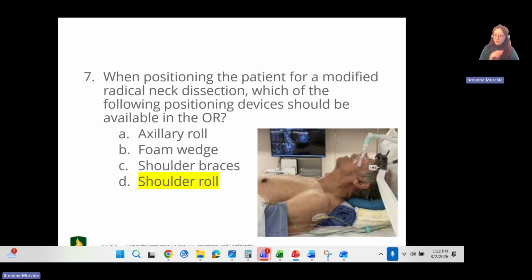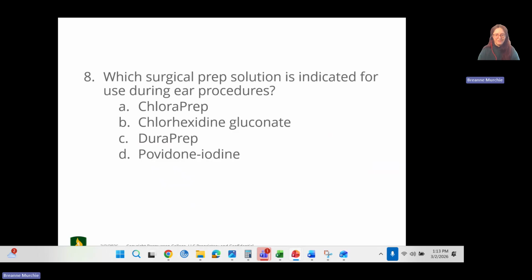Oh, going back to this really quick, the reason why we are doing this for radical neck dissection, you can kind of see it in the image here that I've placed. The shoulder roll is going to be placed underneath their shoulder blades to the best of their ability, hyperextend the patient's neck so you get a really good open access to the neck. That's why we use the shoulder roll, for hyperextending the neck. Wanted to make sure that I cleared that up.